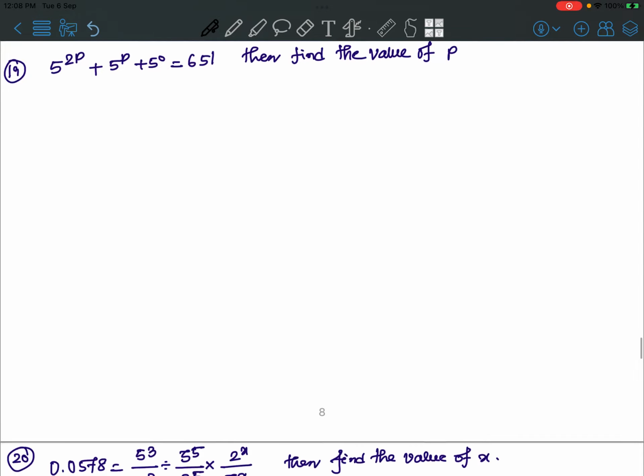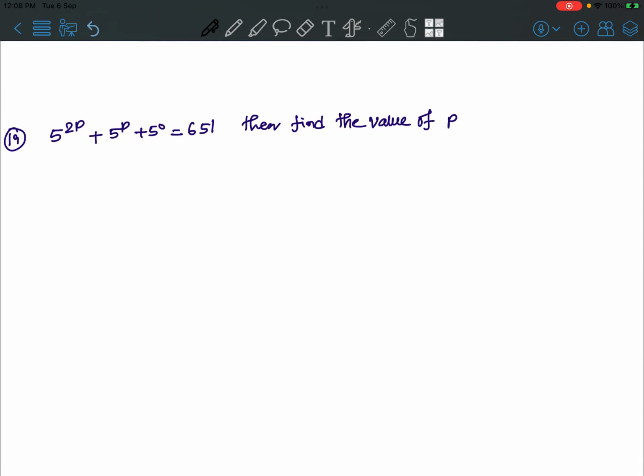So this is the final answer. Now the next problem. What is the next problem? The next problem is 5 to the power 2p plus 5 to the power p plus 5 to the power 0 equals 651. Then find the value of p. Write it as 5 to the power 2p plus 5 to the power p plus 5 to the power 0 equals 651. We can take 5 to the power p equals x.